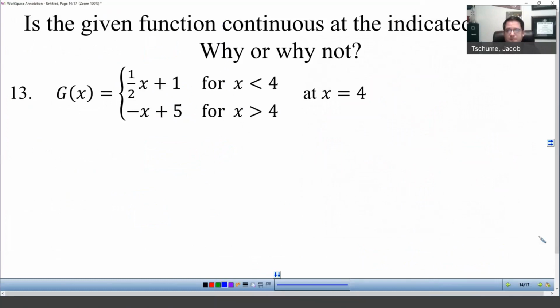For example, this one. Is the following function continuous at the indicated point y or y not? And we're going to do 3 or 4 of these because these are a big thing in section 1.2. And you're going to see a bunch of these on your homework and quiz. So if g of x is 1/2 x plus 1 for x less than 4 and negative x plus 5 for x greater than 4, is this function continuous at x equals 4?